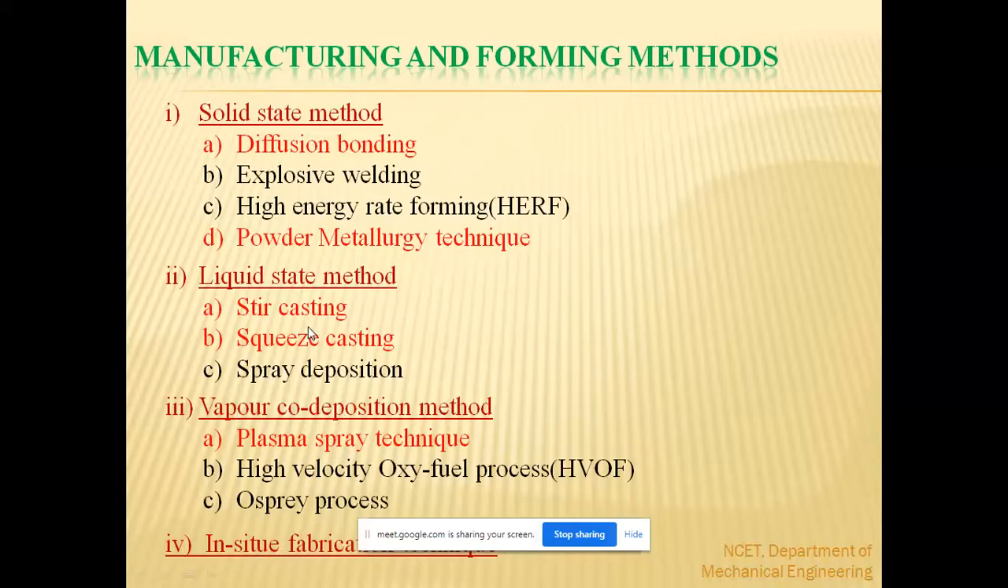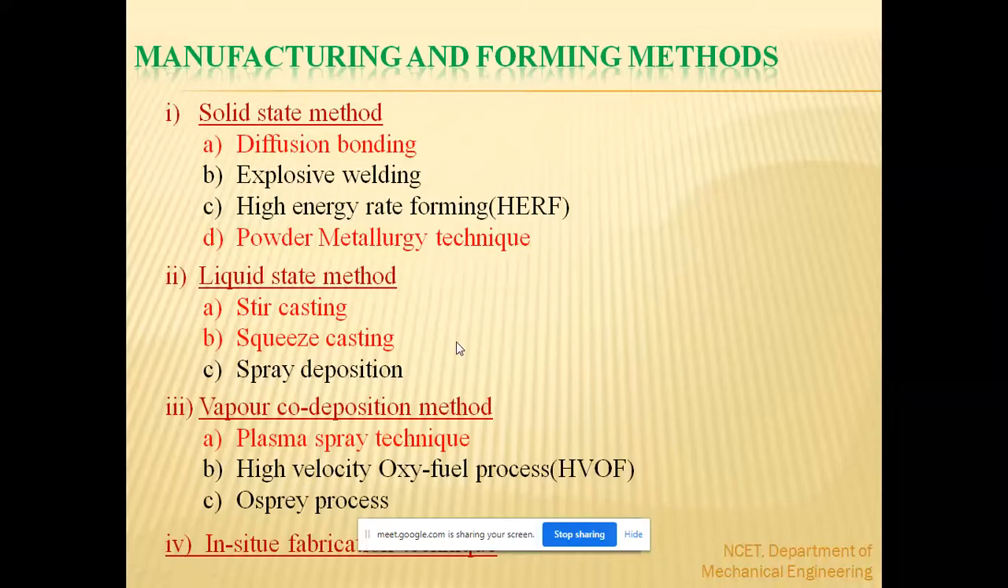Whatever is shown here in red color is diffusion bonding, powder metallurgy, and stir casting in the liquid state, squeeze casting in the liquid state, and the plasma spray technique. These are according to our syllabus. We can go for any manufacturing method for fabricating MMC, but according to our syllabus, we're going to discuss only diffusion bonding and powder metallurgy in the solid state method, stir casting and squeeze casting in the liquid state method, and the plasma spray technique in the vapor co-deposition method. These are the different manufacturing techniques.